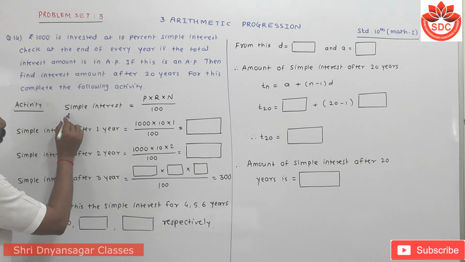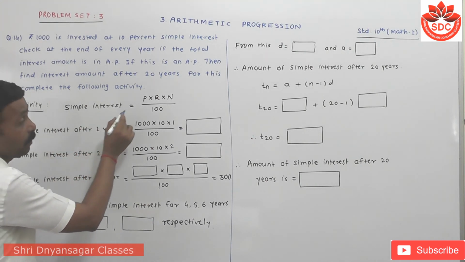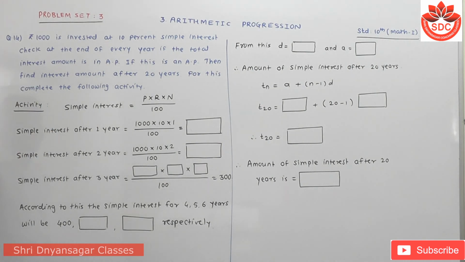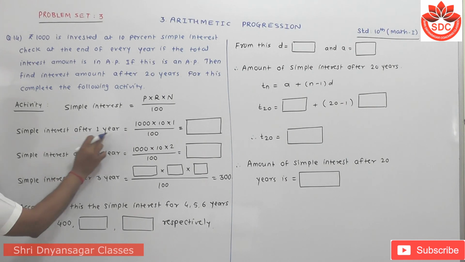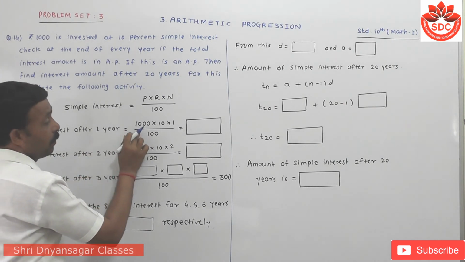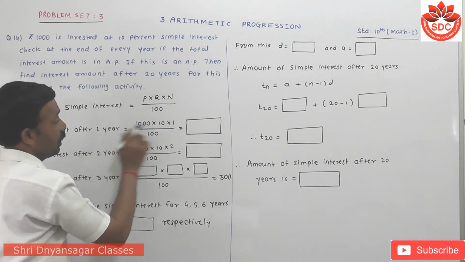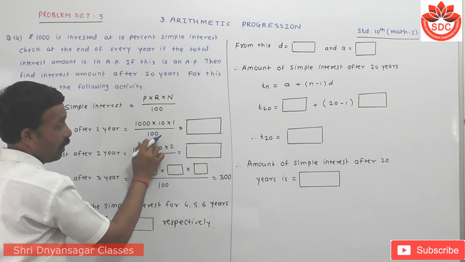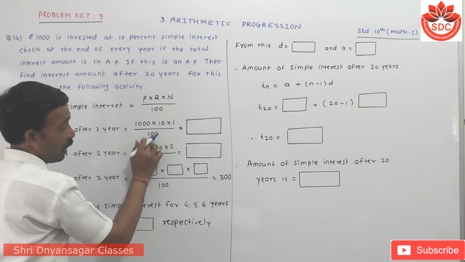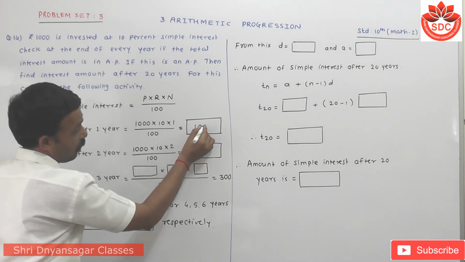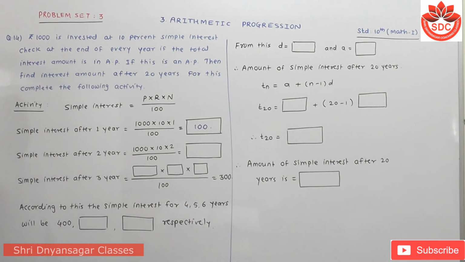Here is simple interest. We know that the formula for simple interest is P into R into N upon 100. Now we use this formula for calculating the simple interest after 1 year. Principal is 1000 into rate is 10, first year so 1 upon 100. This 0 and 0 get cancelled. Then remaining is 100. Means that simple interest in first year is 100.